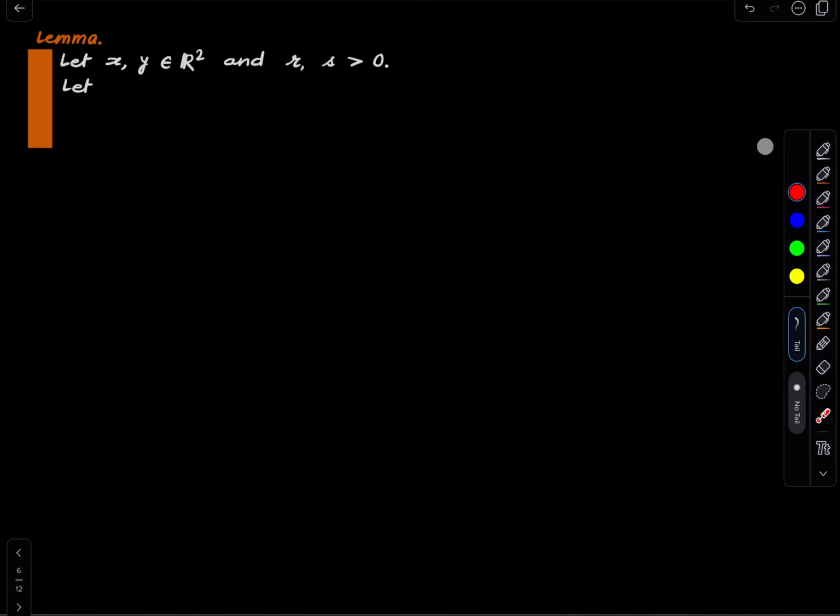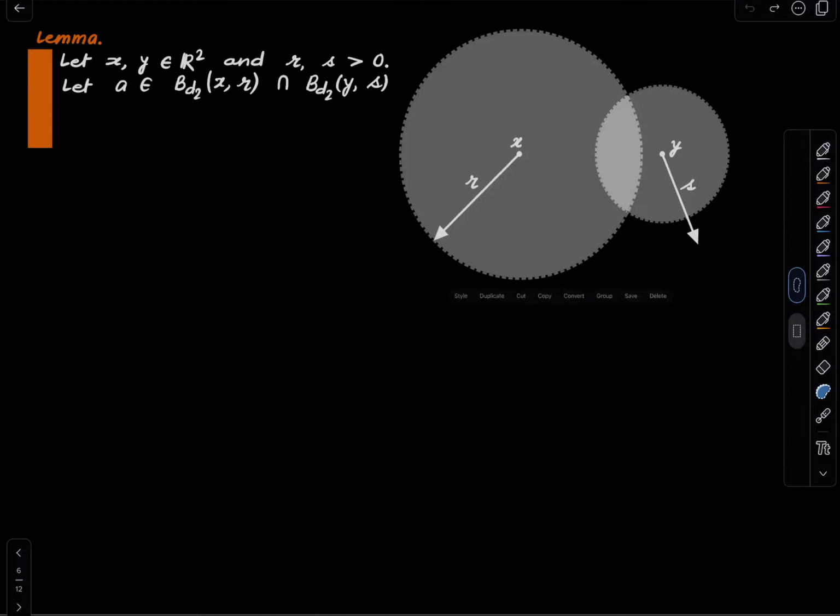So this time we have 2 points. X and Y are 2 points in R2, and R and S are 2 positive reals. And let A be in the intersection of the 2 balls: the radius R ball around X and the radius S ball around Y. A is chosen like that, and let me show you a figure. Yeah, so A is here.